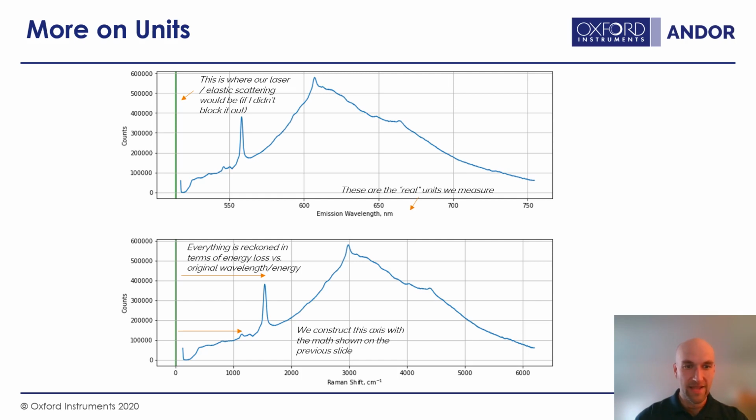So we take that x-axis, we go 10 to the 7 over this 514, 10 to the 7 over all these numbers up here, and then we create a new x-axis for the Raman shift. We do this specifically because, as I mentioned before, Raman is always relative to the laser, relative to the excitation energy that you're using.